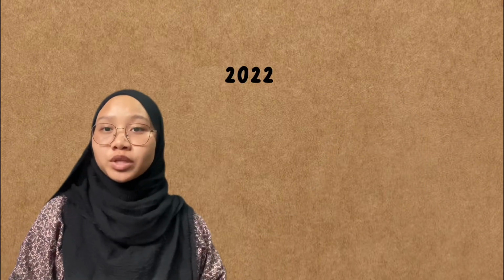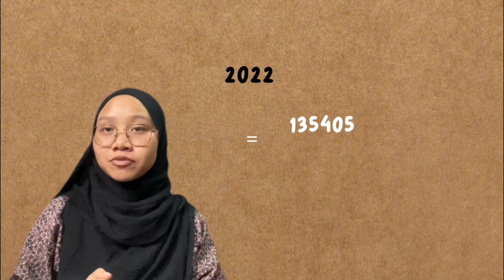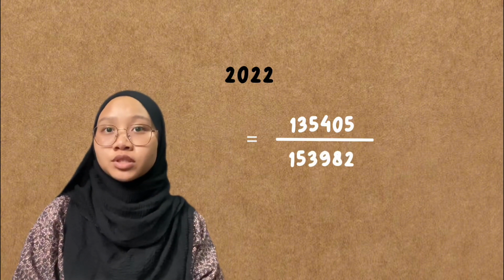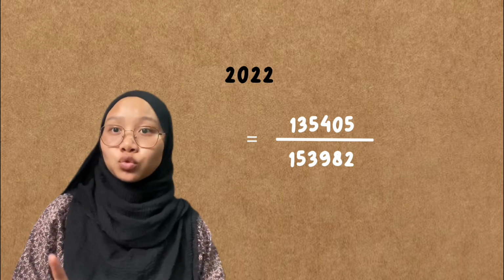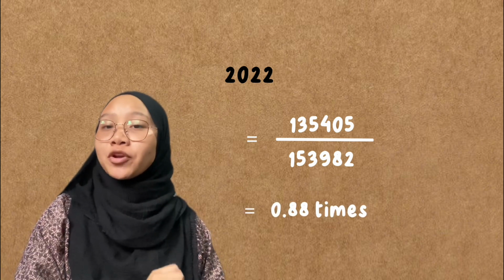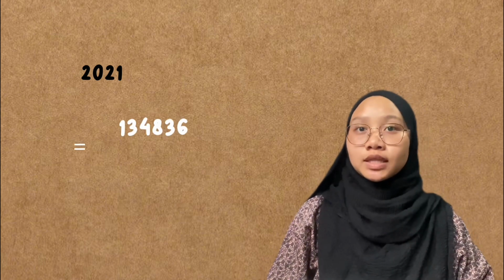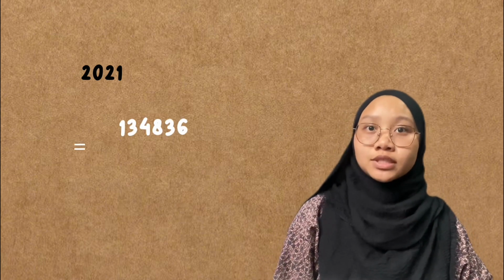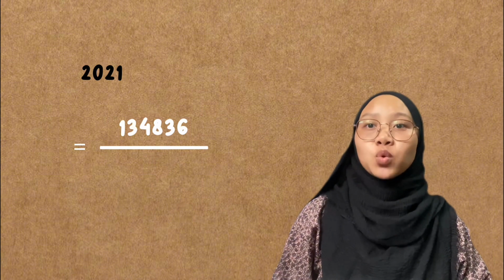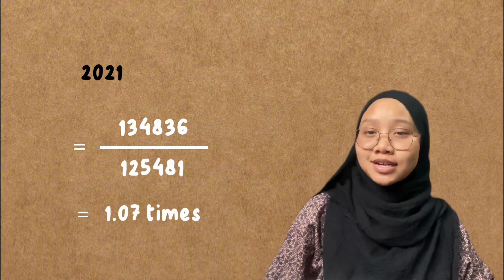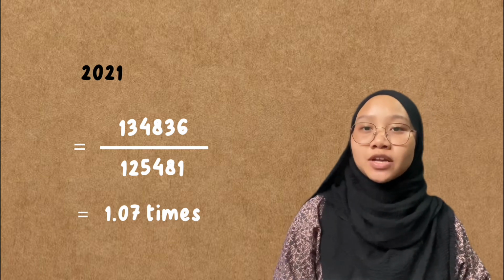For 2022, 135,405 will be divided by 153,982 and the answer is 0.88 times. For 2021, 134,836 will be divided by 125,481 and the answer is 1.07 times.